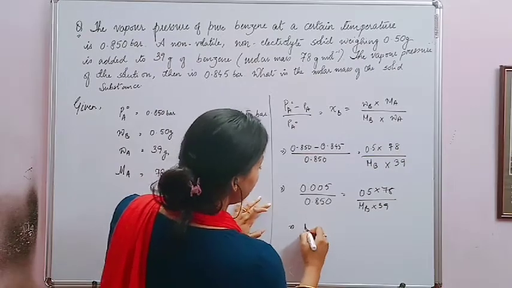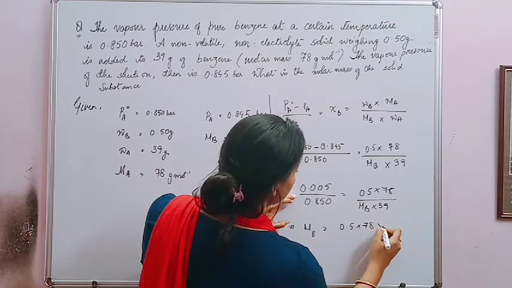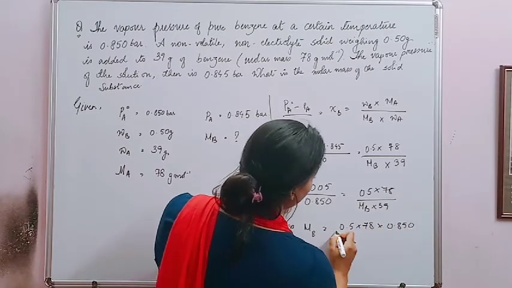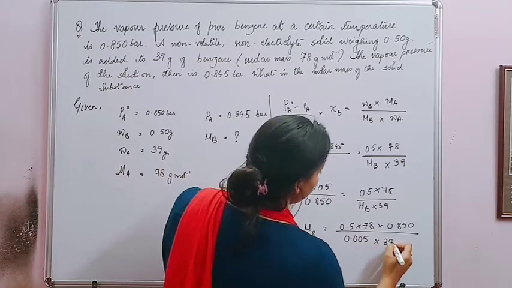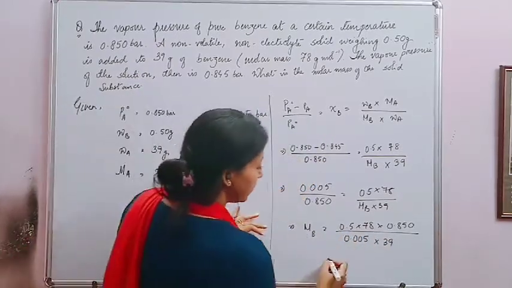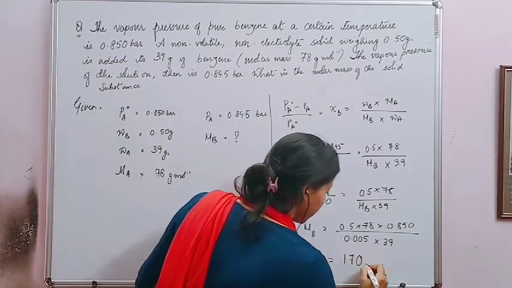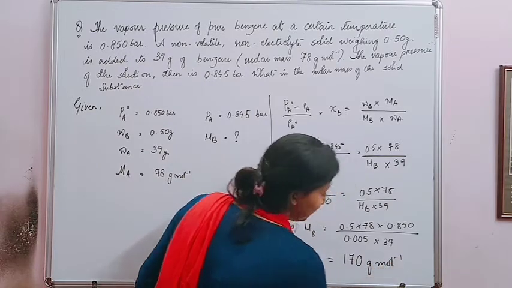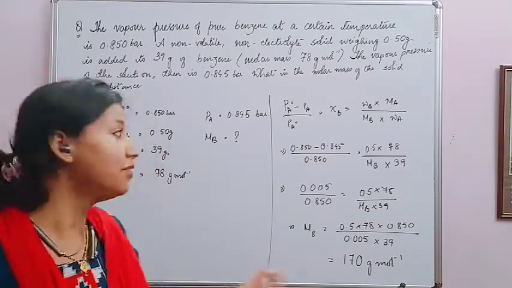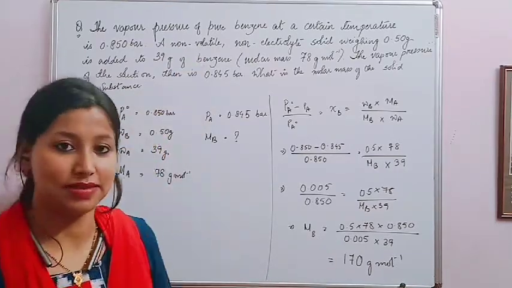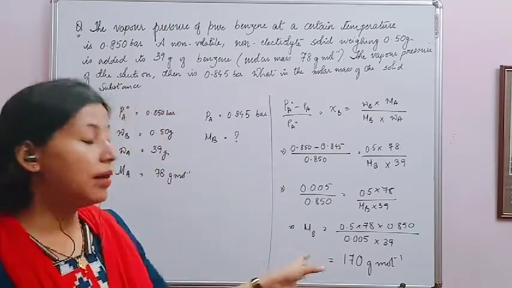So let's take Mb this side. So Mb will be 0.5 into 78 into 0.850 divided by 0.005 into 39. If you solve this, you are supposed to get 170 gram per mole. This is the molar mass of the solute that will dissolve in 39 grams of benzene. This is how you're supposed to use the required information, put it in the formula and get your answer.